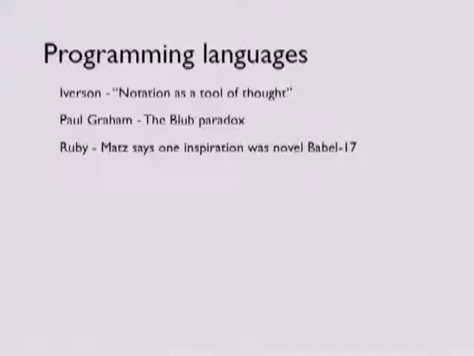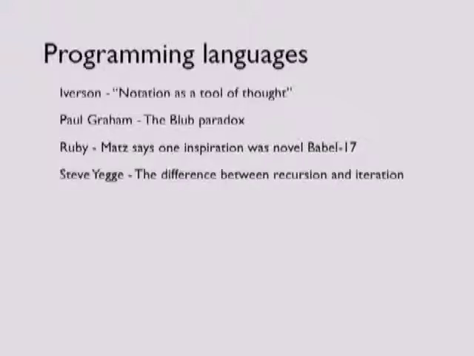Ruby, actually, Matz, the creator of Ruby, says that one of his main inspirations for the language was a novel called Babel-17, which has as one of the main premises that Sapir-Whorf is true, completely true, and is working. And it's a science fiction novel. His thinking around Ruby was shaped quite a lot by this kind of idea.